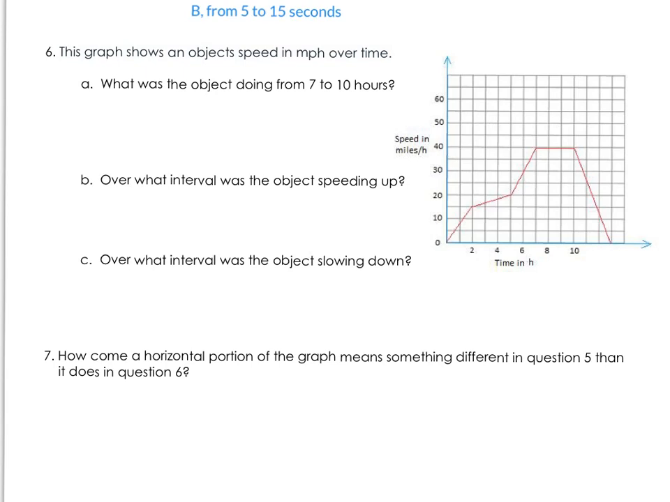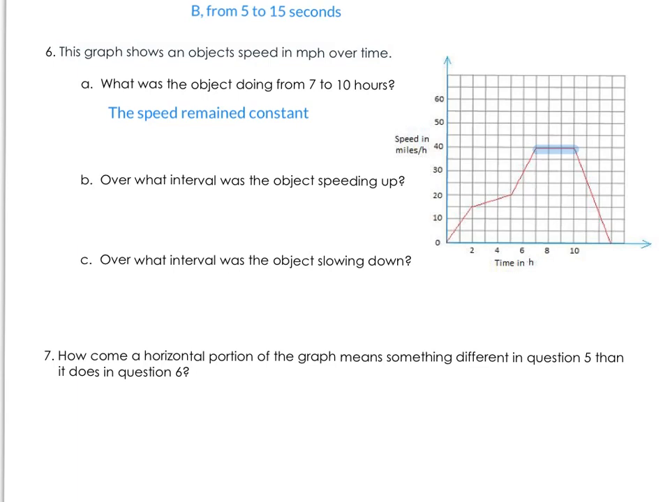Okay, number 6 here says that this graph shows an object's speed in miles per hour over time. What was the object doing from 7 to 10 hours? Well, again, I need to look at the graph to find out where is the 7 to 10. So 7 to 10 is up at the top here. So that's this part right here, 7 to 10. Well, what's happening? We need to look again over at the Y's. That's a speed in miles per hour. So this doesn't mean that the distance didn't change. This means that the speed, 40 miles per hour, stayed the same over this time interval. So the speed remained constant.